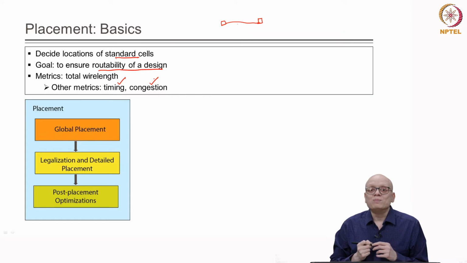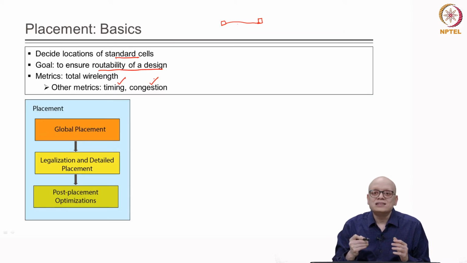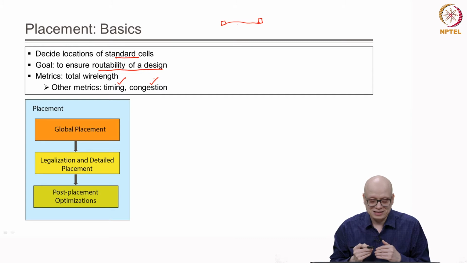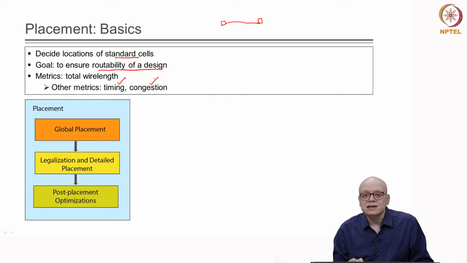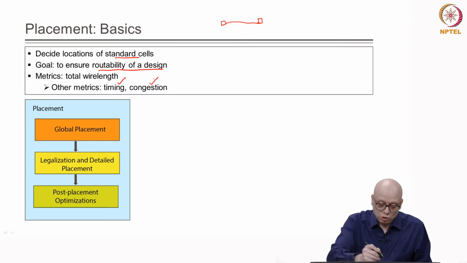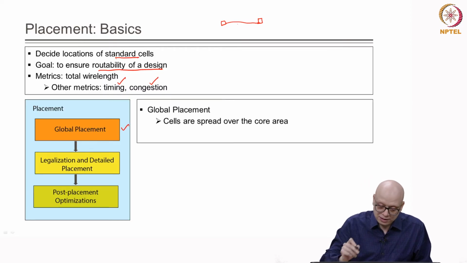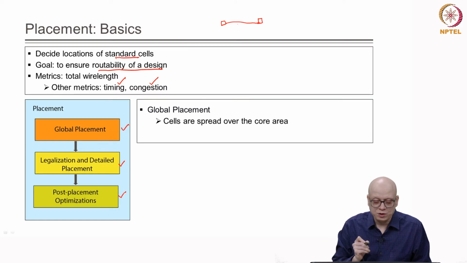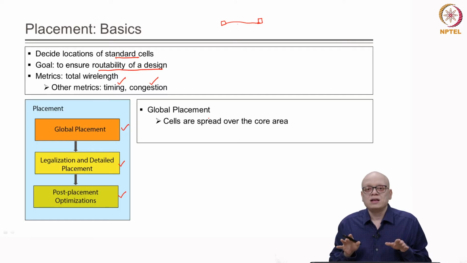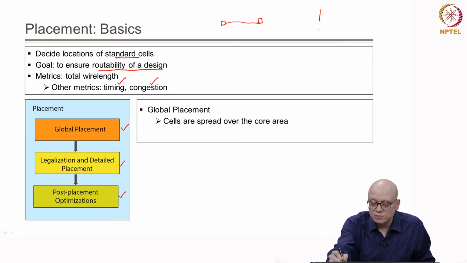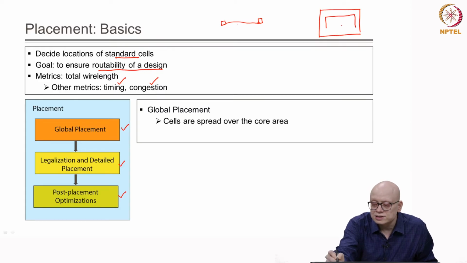Now, placement is a complicated task and therefore, it is done in various stages, right. So, there are three primary stages or subtasks in placement, and those are global placement, legalization and detailed placement, and post placement optimization. So, in global placement what is done is that the cells are spread over the core area, right.